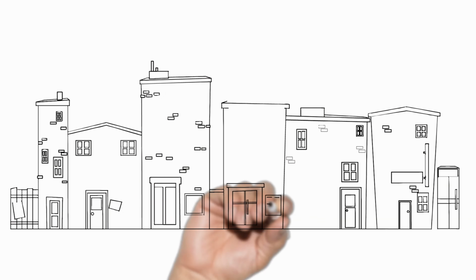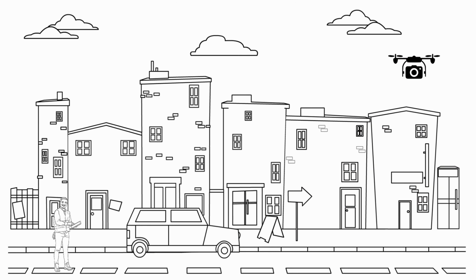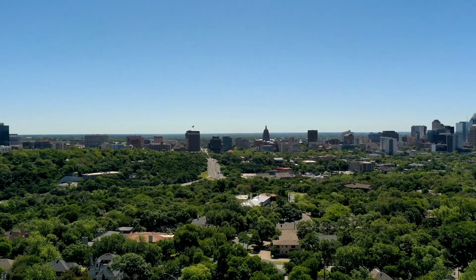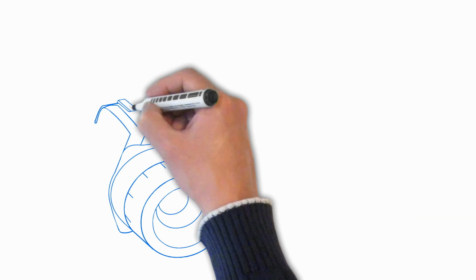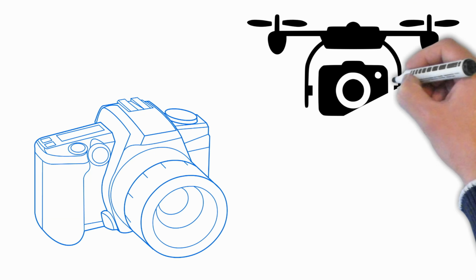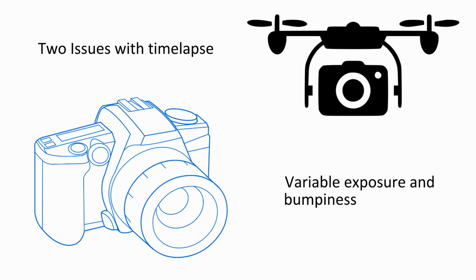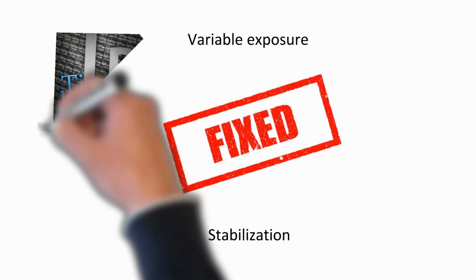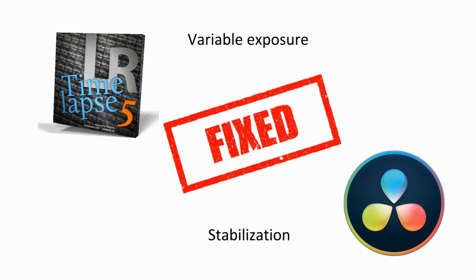Have you ever discovered the most epic place for a time lapse, only to shoot it after all of your setup and have it turn out a bit like this? Flickery, bumpy. Really, the wind had it going there with the drone, but it doesn't matter if you're shooting with the drone or with a DSLR. You get two problems: variable exposure and stabilization. Well, here's how to fix it with LRTimelapse and DaVinci Resolve.